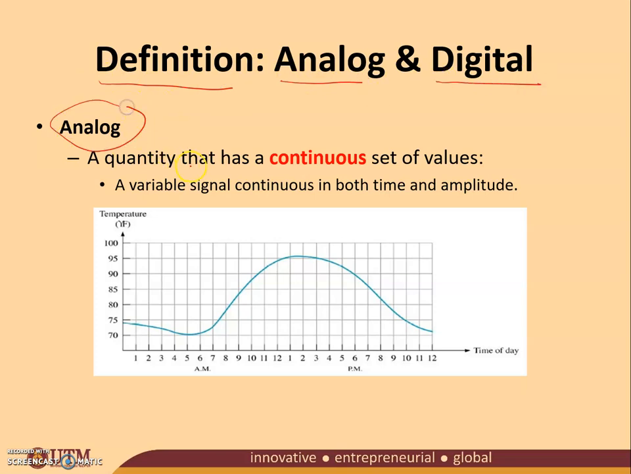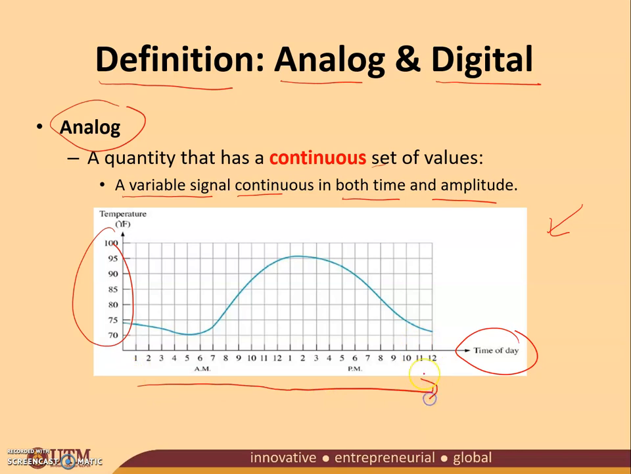For analog, it is a quantity that has a continuous set of values, which is a variable signal continuous in both time and amplitude. For example, for this analog temperature, you can see the time here is the day and this is the amplitude. You can see the temperature variation over the time frame from 1 a.m. until 12 a.m. So this is the analog signal, meaning the real distribution of the data.